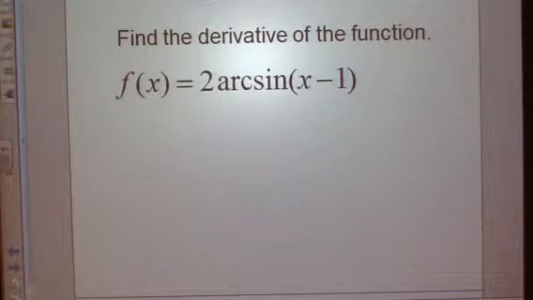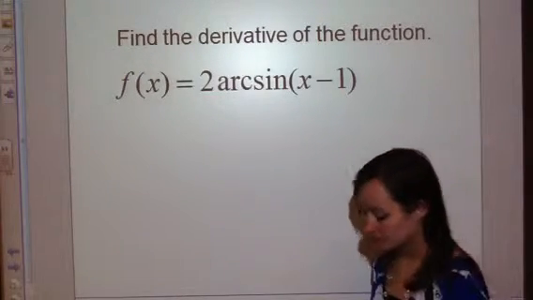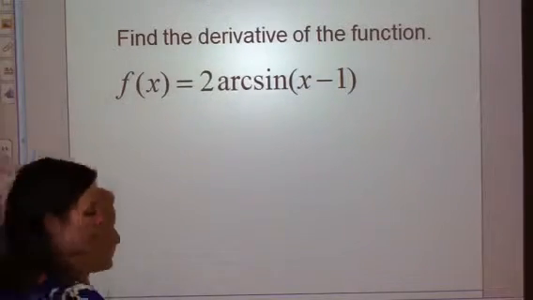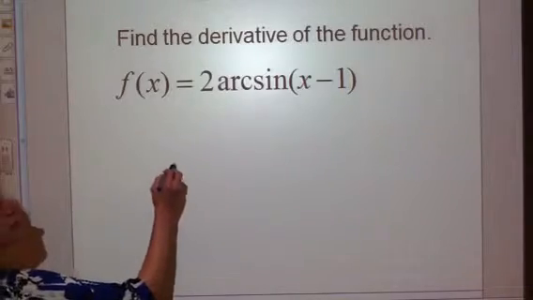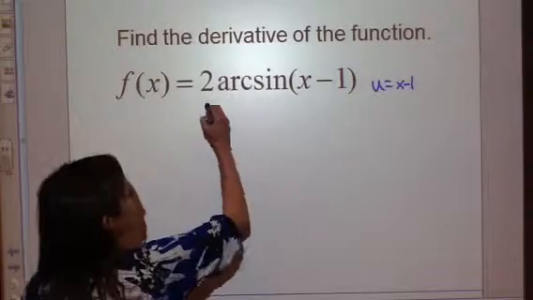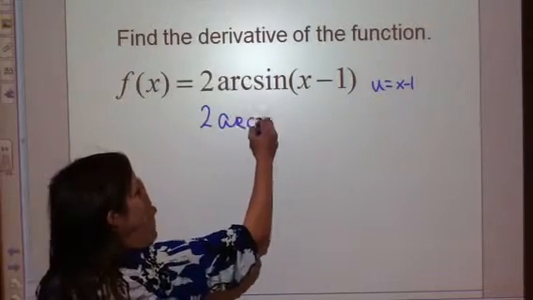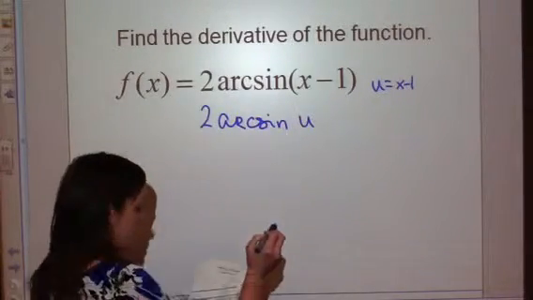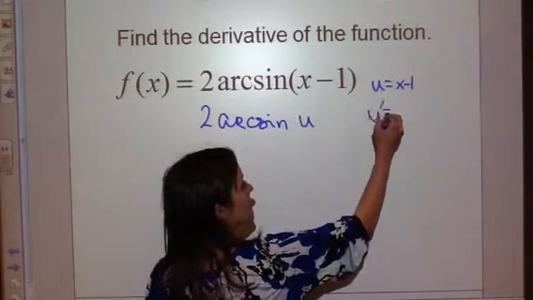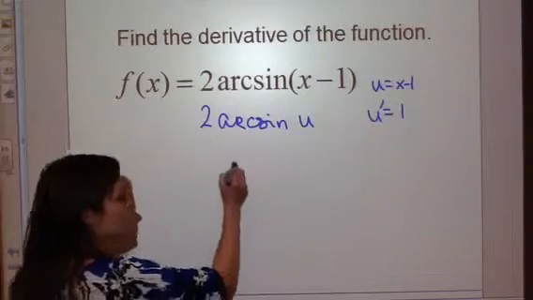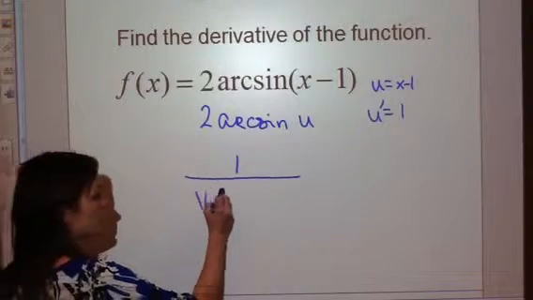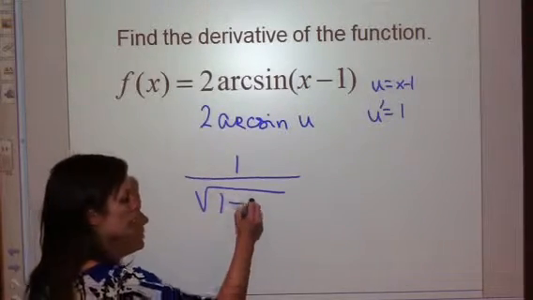So here is our first problem. We're going to be looking at that first one that you wrote down. We have to determine what u is. You should say that u is x minus 1. So we're going to do 2 arc sine of u. The derivative of arc sine was u prime. So the derivative of u is 1, and that goes on top, over the square root of 1 minus u squared.